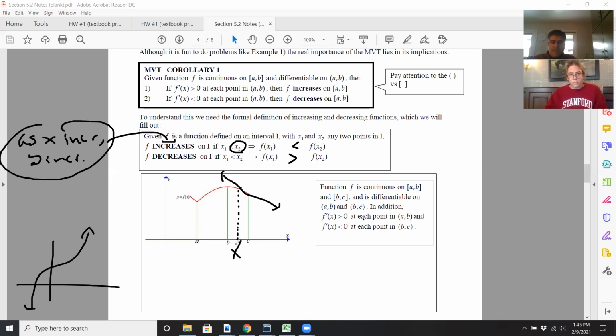You're between b and c, right? x is between b and c. Now notice my tangent line's negative here. So my derivative is negative. When that happens, if all the tangent lines are negative between b and c, then we say it's decreasing. So you really want to pay careful attention to the slope of the tangent lines. If your slope of the tangent line is positive for the entire interval, it's increasing. If your slope of tangent lines are negative for the entire interval, it's going to be decreasing.